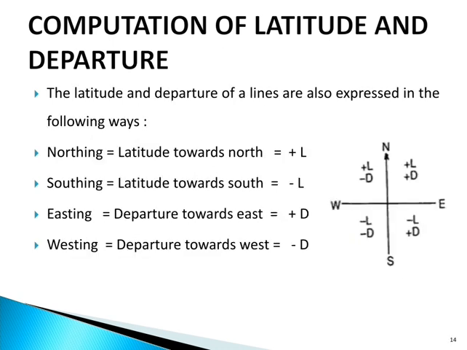Here we can see the computation of all the signs. Let us understand what it says. The latitudes and departures of lines are expressed in the following way: northing is latitude towards north, denoted by plus L. Southing means latitude towards south, denoted by minus L. Easting, departure towards east, is denoted by plus D. Westing, departure towards west, is denoted by minus D.